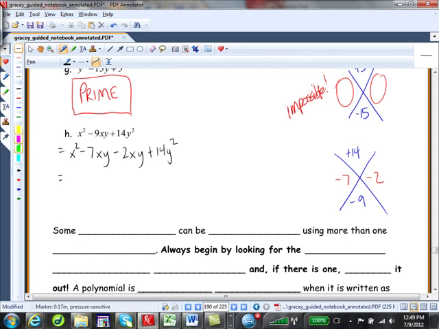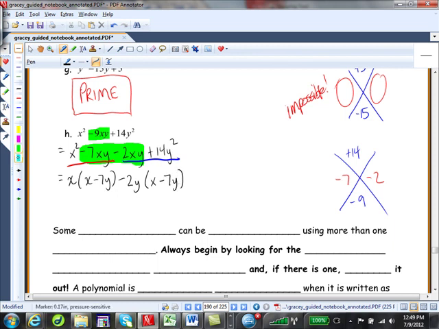So we changed our middle term into these two. And now red group, blue group. So we get x times x minus 7y. Be careful, see how there's a minus, so we're going to have to factor out a negative 2y, and then we'll be left with x minus 7y.